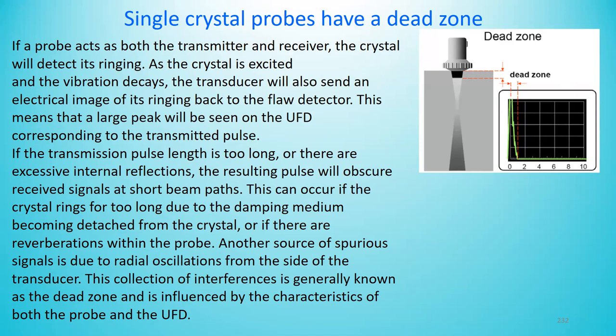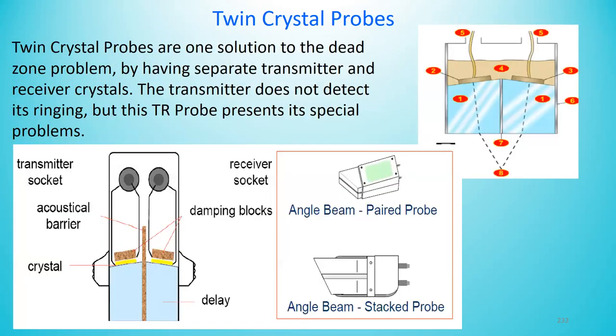If the transmission pulse length is too long, there are excessive internal reflections. The resulting pulse will obscure the received signal at short beam paths. This can occur if the crystal rings for too long because the damping medium has become detached from the crystal, or if there are reverberations within the probe. Another source of spurious signals is radial oscillation from the side of the transducer. This collection of interference is generally known as the dead zone and is influenced by the characteristics of both probe and UFD. Twin crystal probes are one solution to the dead zone problem, having separate transmitter and receiver crystals.